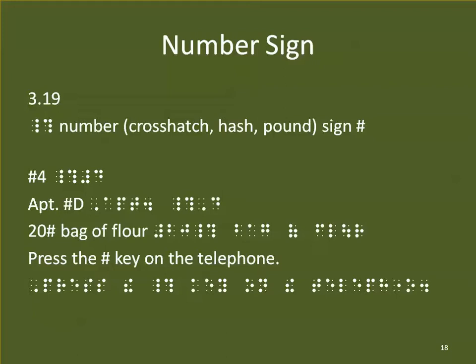Apartment, number sign D. Even though it's a letter there, we still use the number sign for that. We do not need a grade 1 mode indicator because of that number sign. It's not standing alone. A 20-pound bag of flour, it's the same symbol in print, so it's the same symbol in Braille. Or press the pound key on the telephone. It's all by itself, but that's okay because it can't be mistaken for anything else.